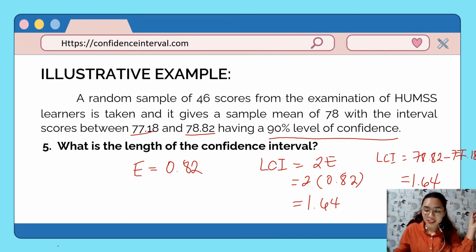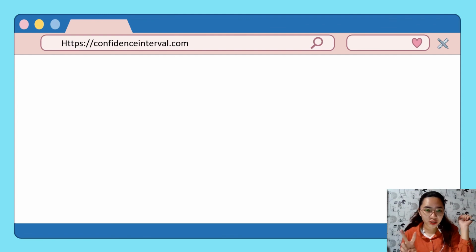Hindi ko na matandaan kung ano pa mga pinagsasabi ko po dyan, pero sige, i-cut na po natin siya. Balik na tayo dun sa boses ko kanina. Magkakaroon po tayo ng part 2 nitong video na to, kung saan magkakaroon tayo ng mas maraming examples po doon on how we get the confidence interval estimate.